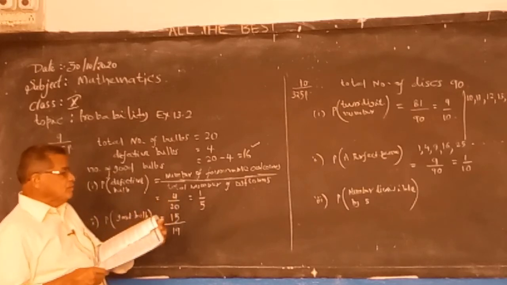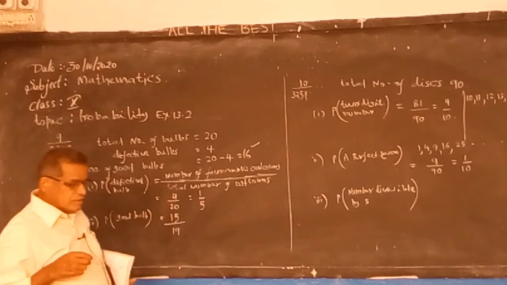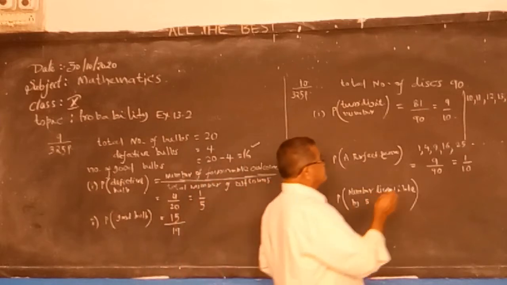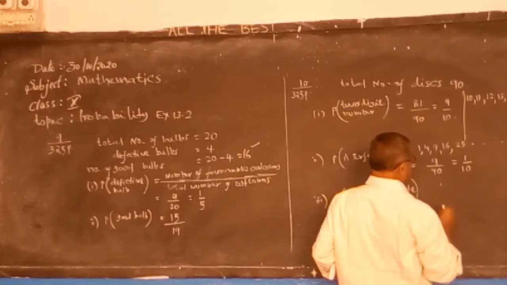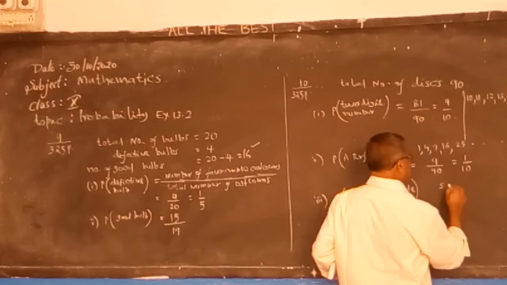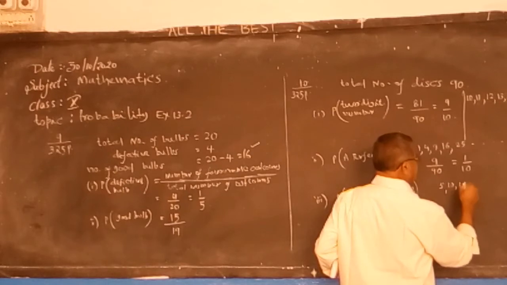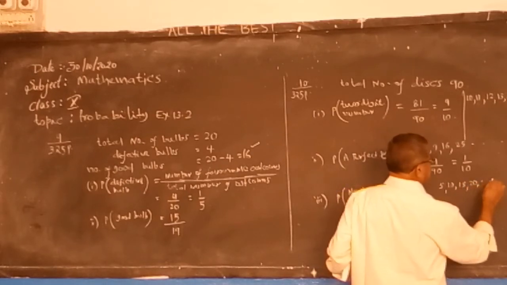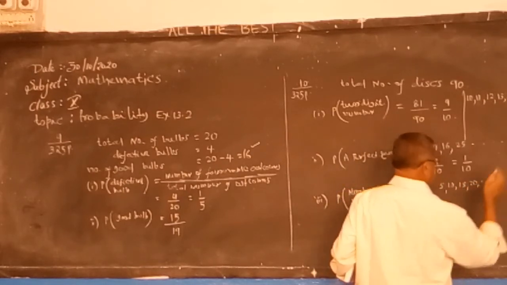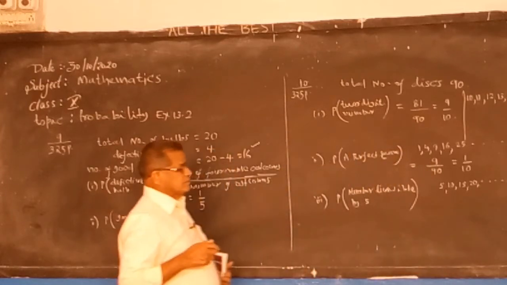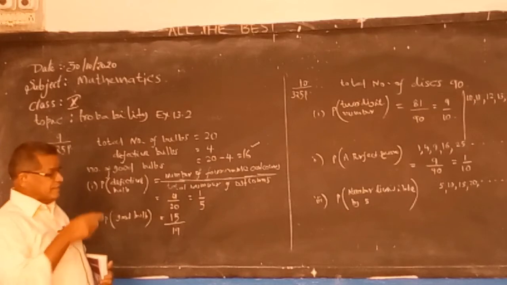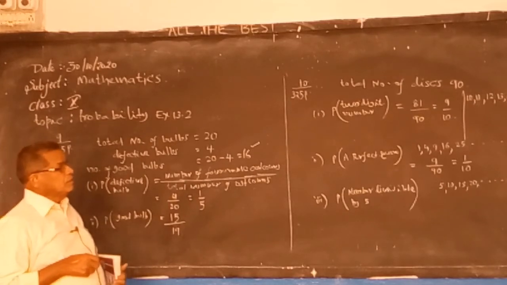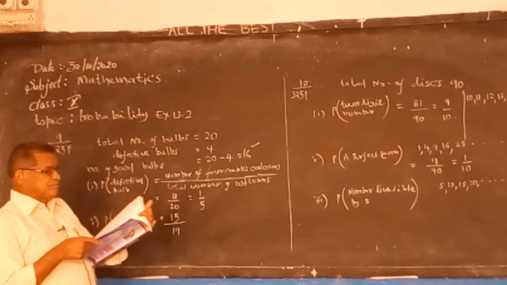And a number divisible by 5. What are the numbers divisible by 5? From 1 to 90, the first number is 5, next 10, 15, 20, and so on up to 90. So count the numbers, we get 18.